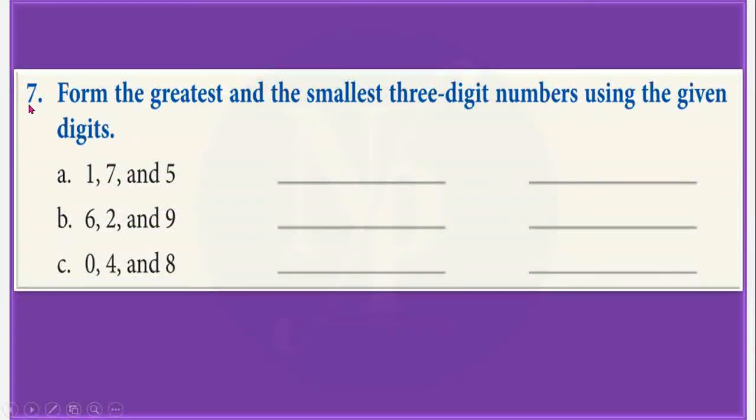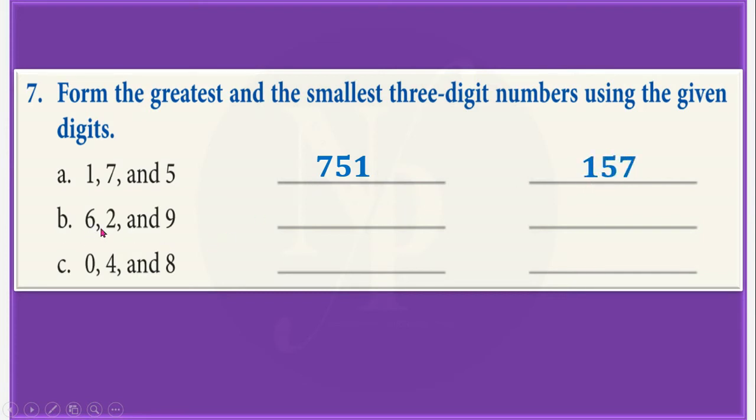Question number 7, form the greatest and the smallest three-digit numbers using the given digits. So in the first column we will write the greatest numbers, and in the second column we will write the smallest numbers. Using 1, 7, 5, the greatest number that can be formed is writing the given digits in decreasing order, that is the first 7 and then 5 and then 1. 751 is the greatest number, 751. And the smallest number will be writing digits in ascending order, 157, which is the smallest number.